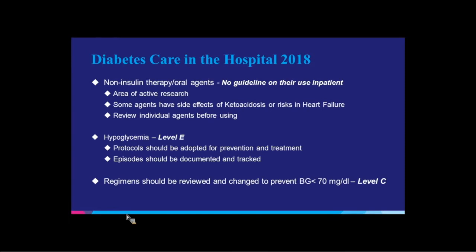Hypoglycemia. So this is level E, mostly because there's no real research where we make people hypoglycemic and figure out how we're going to rescue them, right? There's no blinded, double randomized controlled trials on this. What they do say is that we should have clear protocols for how we're going to address it, prevention and treatment, as well as they recommend that we track these episodes so that eventually we can look for patterns or root causes, and that our regimens should be reviewed and changed if we find patterns to prevent blood glucose of less than 70.